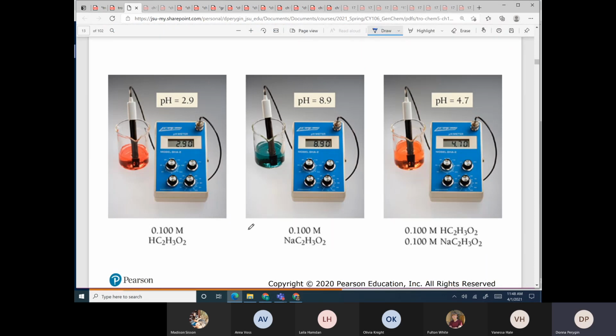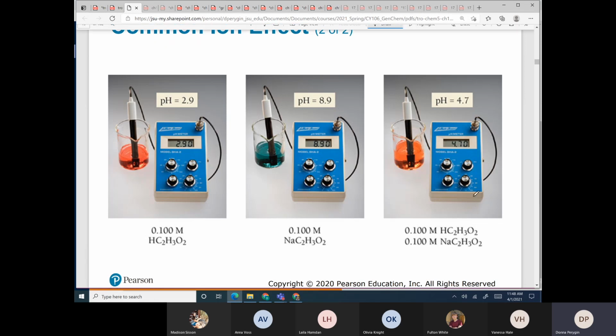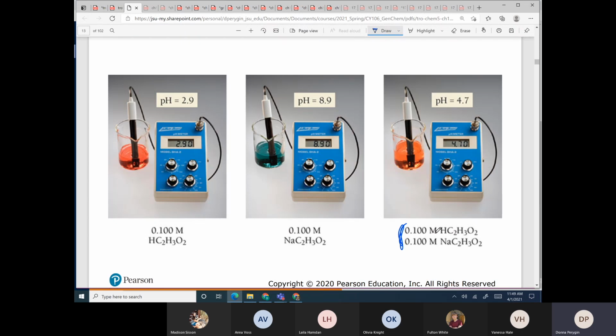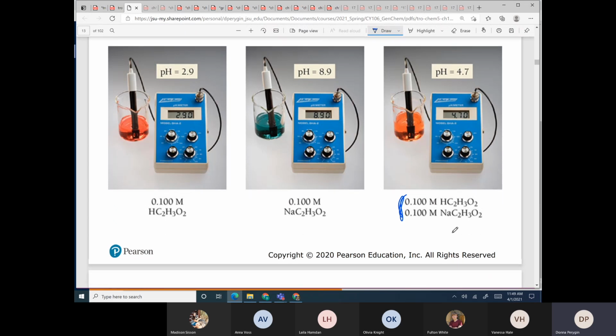Okay, so let's look at this example. We've got 0.1 molar acetic acid with a pH of 2.9. We've got 0.1 molar sodium acetate that has a pH of 8.9. That's a little bit basic. And 0.1 molar acetic acid with sodium acetate that has a pH of 4.7. So it's kind of in between those two. Okay, so the buffered solution is going to have a higher pH.